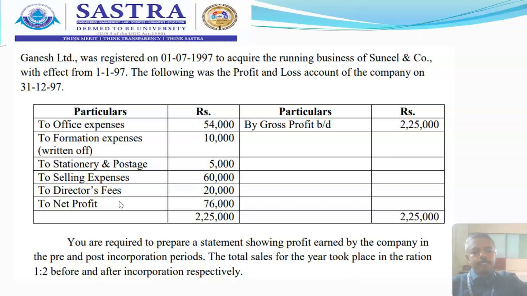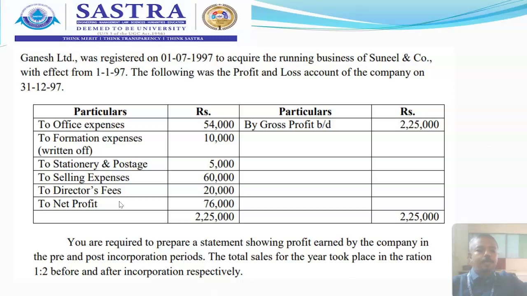So let me summarize this particular thing. The director fees is of an irregular nature which happens only after the incorporation, after the registration. Hence, there is no apportionment. We have only allocation. That allocation happens to be only to post-incorporation, not pre-incorporation. It happens only after the registration.